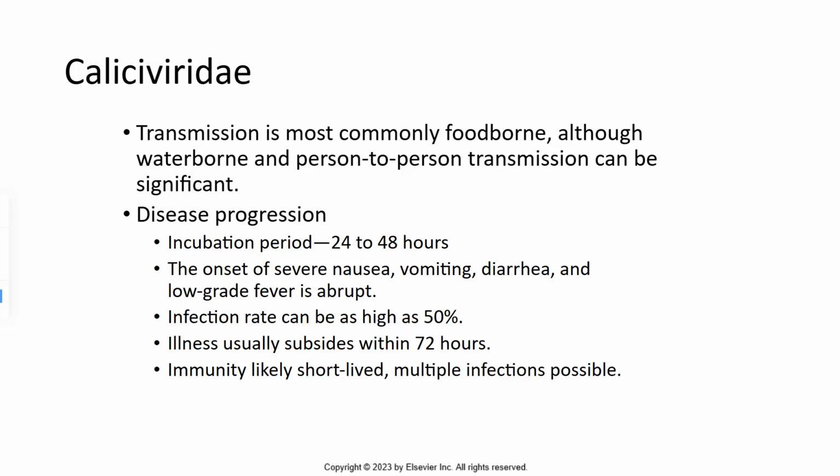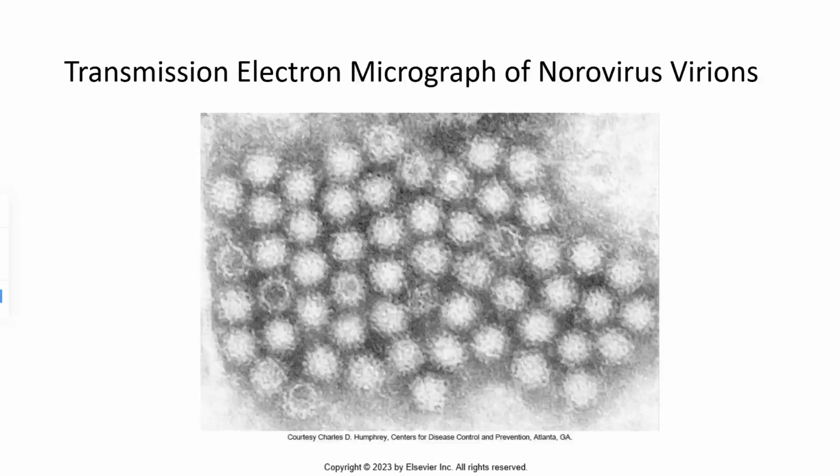Transmission is most commonly foodborne, although waterborne and person-to-person transmission can be significant. Disease progression: incubation period 24 to 48 hours. The onset of severe nausea, vomiting, diarrhea, and low-grade fever is abrupt. Infection rate can be as high as 50%. Illness usually subsides within 72 hours. Immunity is likely shortlived. Multiple infections are possible.